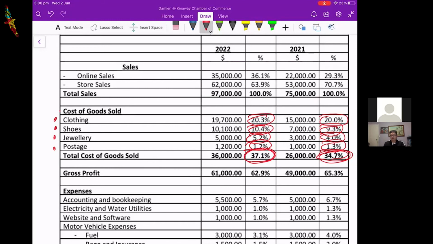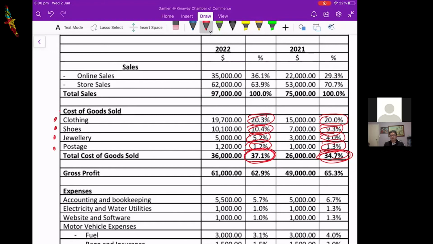And if we notice that the postage has gone up, and we also know that online sales have increased, this may suggest to me, this is possibly telling, this is where the profit and loss statements start to tell us information. So there are some possible options here.